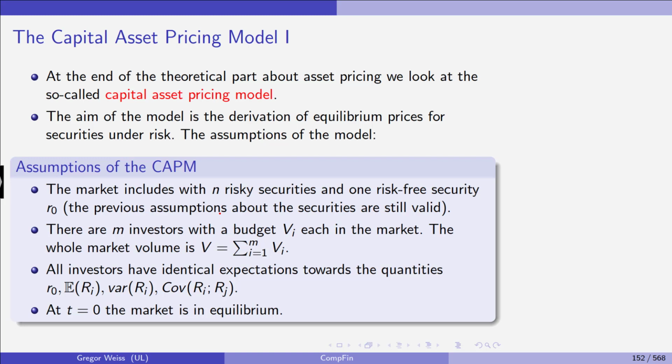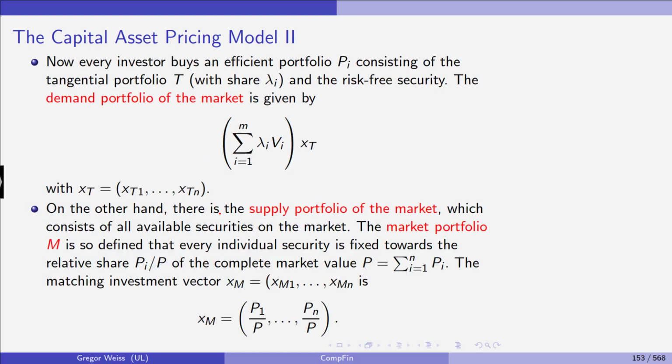The market includes n risky securities and one risk-free security. Again, we have our previous assumptions. There are m investors, each with a budget V_i in the market. The whole market volume is given by V equal to the sum over all investors. All investors have identical expectations and know the risk-free rate, the expected returns, the variances and the covariances. And at the start of the model, the market is in equilibrium, so demand equals supply.